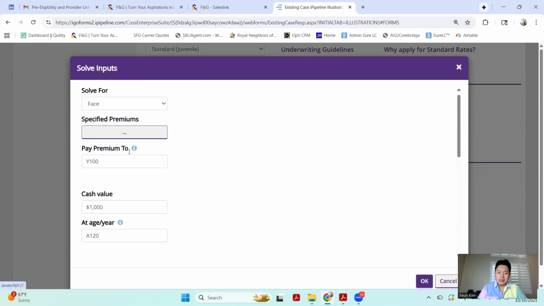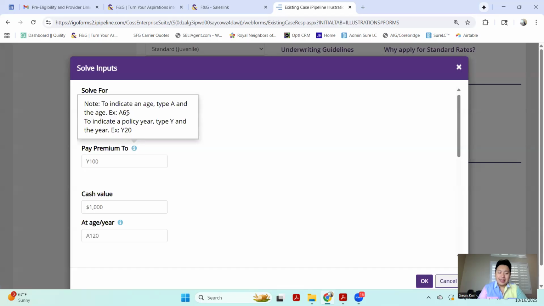Pay premium to. This means up to what age or year you want to put the premium into this policy. If you want to put an age, up to what age you want to put the premium in, then you can put a capital A, 65. That means up to age 65. If you put a Y, that means how many years. So for the next 20 years, you want to put the premium in, then it's Y20. Usually I use A because if the client wants to have a specific age that they want to accumulate the money to, then you can do that.